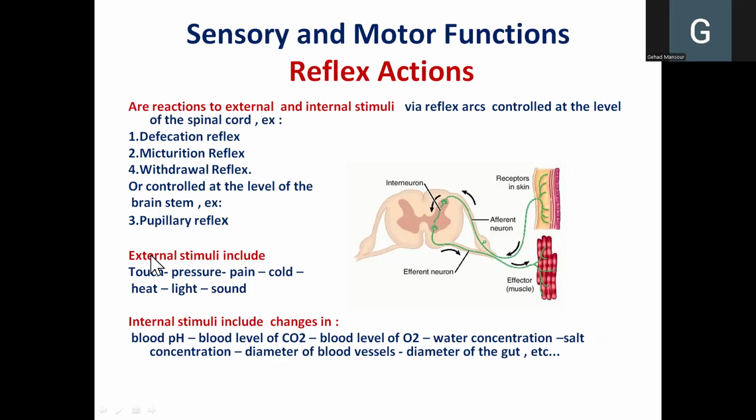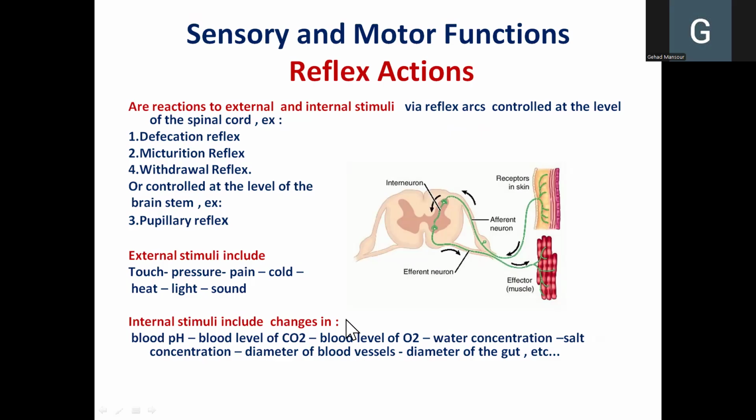So if I ever ask you about examples of external stimuli, you would mention these: touch, pressure, pain, cold, heat, light, sound. Actually, touch is a change in mechanical pressure. Pressure is a change in mechanical pressure. Pain is chemical energy because pain is associated with destruction of the cells. Cold and heat represent thermal energy. Light represents electromagnetic energy, and sound represents sound energy.